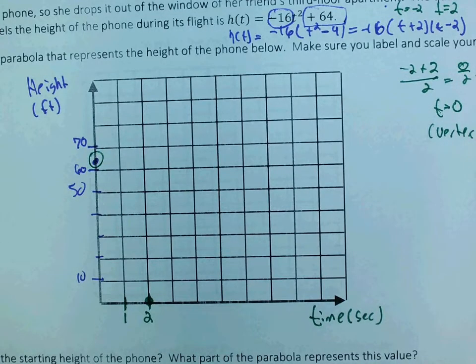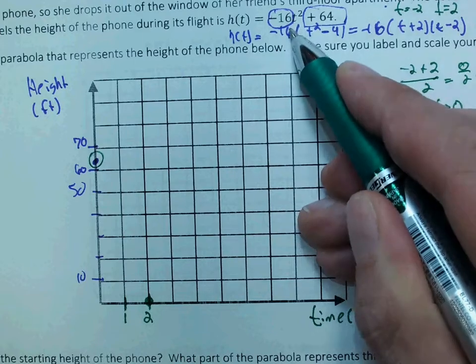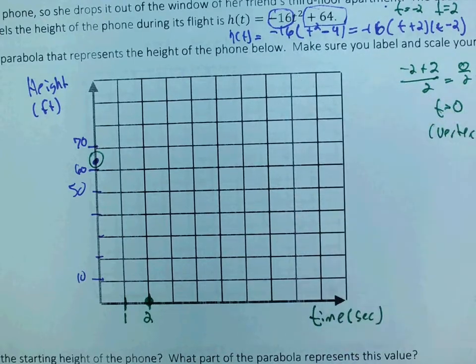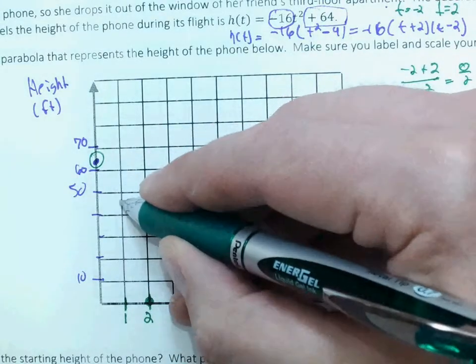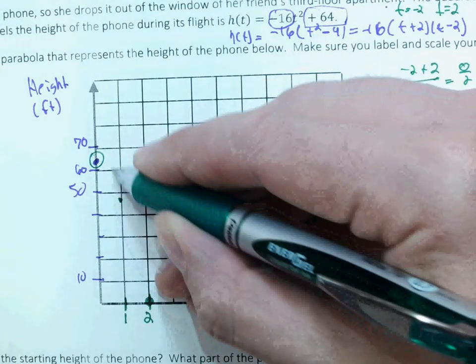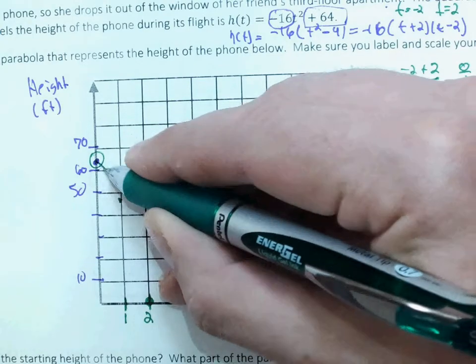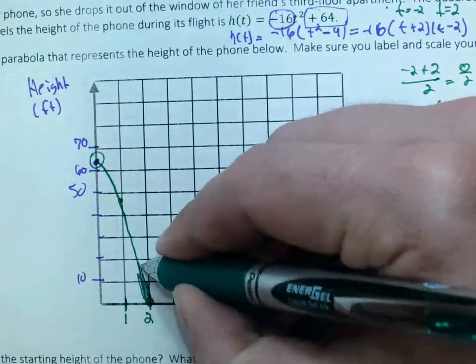So this was the vertex. And if we didn't know what the vertex was, we could always just plug in t equals 0 and get negative 16 times 0 plus 64. That's 64. That is the vertex. This is what the parabola is going to look like. It goes down by 16 compared to the parent function. And so it looks like this.